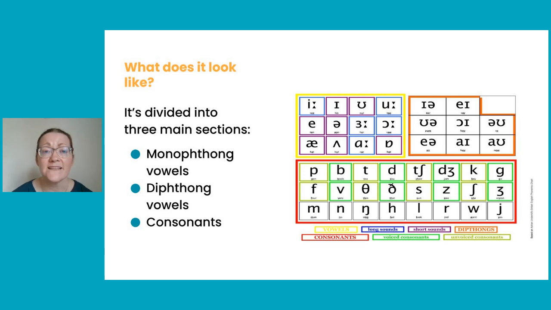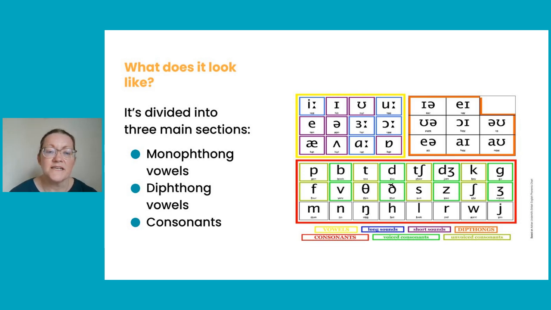The really important thing to remember about these symbols is that they are not letters, okay? The IPA chart does not have letters. It has sounds and it has phonemes. So even though some of the symbols may look like letters, in this context, they are not letters, okay? They are sounds. And as we said, there are 44 of them in total.